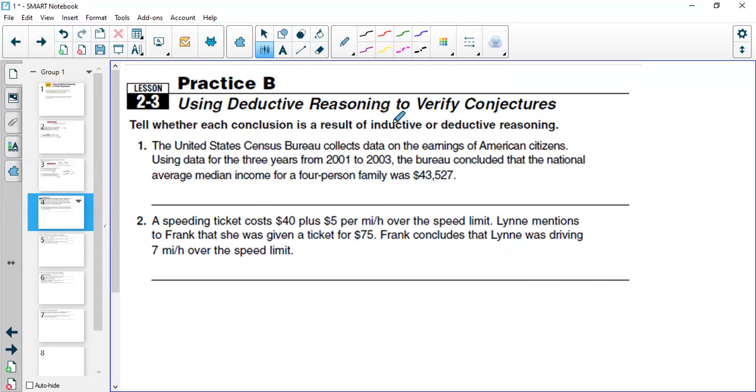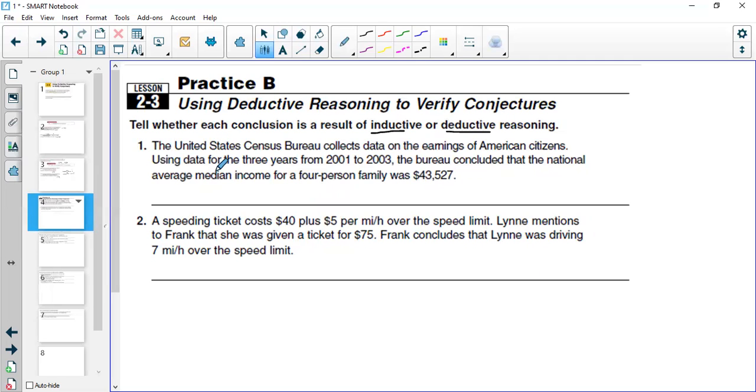Right, so let's get into the practice workbook and check our answers. I'll try my best to keep it clear and short. Let's see what is the result of that. Okay, so using deductive reasoning to verify conjectures. Tell whether each conclusion is a result of inductive reasoning or deductive reasoning. So you just have to say whether each of them is inductive or deductive.